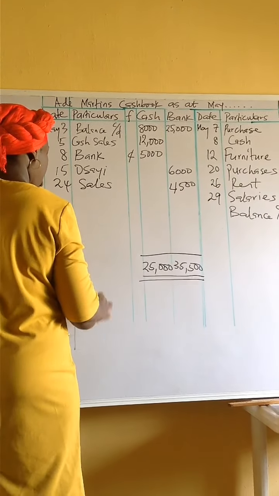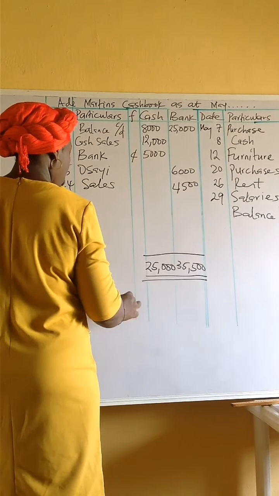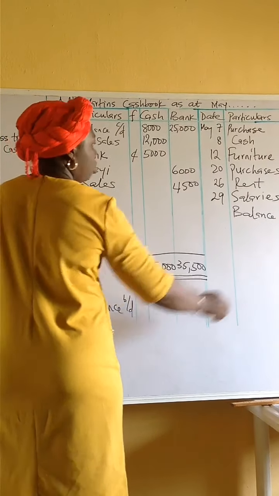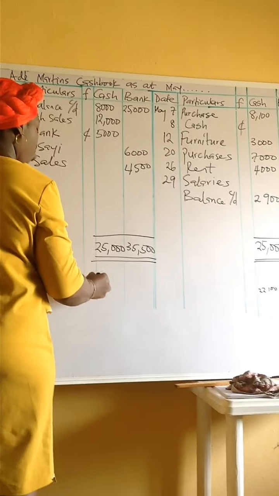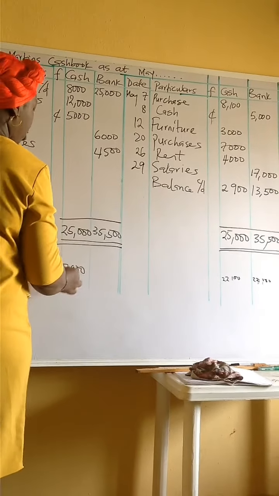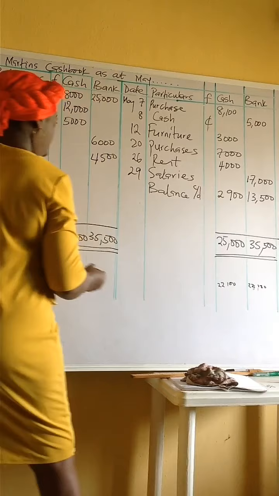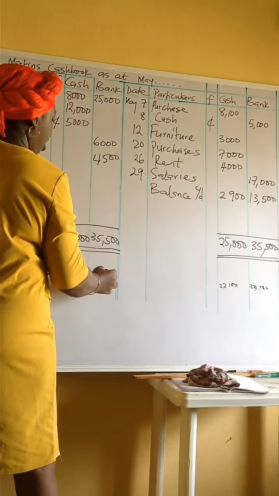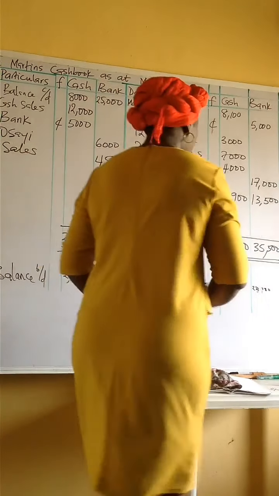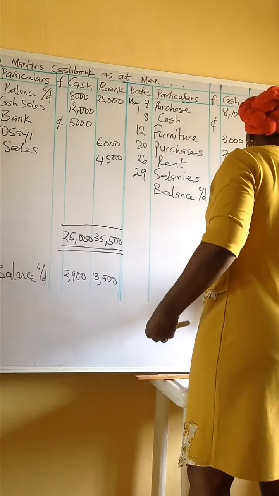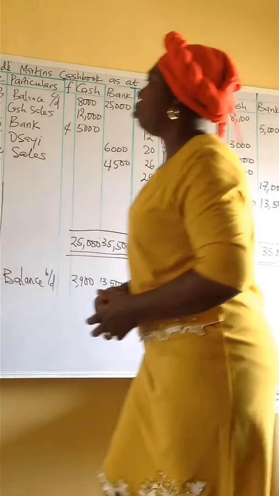Down, you come and see balance brought down. This money is to be brought here, 2,900, and this one 13,500. So our transaction has been posted.